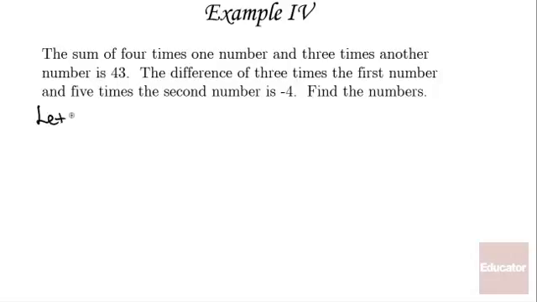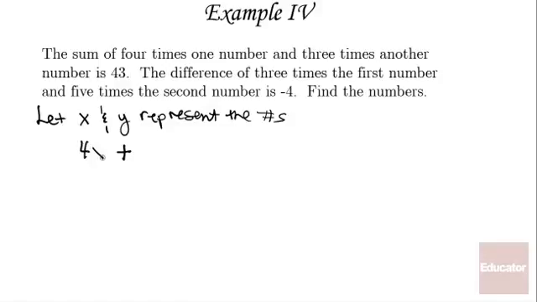Okay, I'm going to let x and y represent the two numbers. So x and y are going to be the variables I'm going to use to represent these numbers. Translating the first sentence. The sum of 4 times one number. So the sum, I'm adding. And what it's telling me is that I'm going to add 4 times one number, 4x, and 3 times another number, so 3y, is. Is means equals 43.